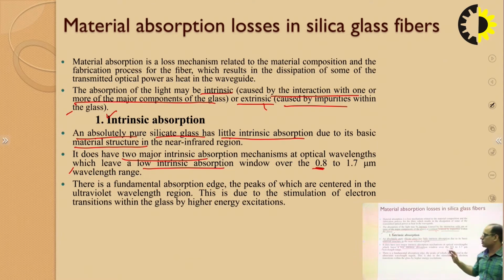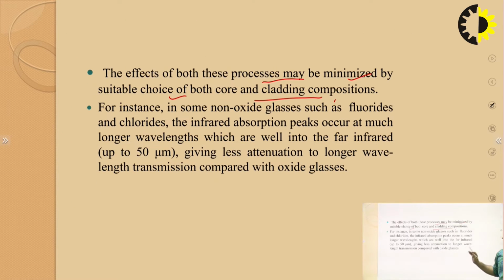As intrinsic absorption is mainly due to the components present within a glass fiber, and it is not an impurity, only the components which are present inside the silica glass fiber. Clear? So this type of material absorption can only be minimized by the suitable choice of core and cladding composition.